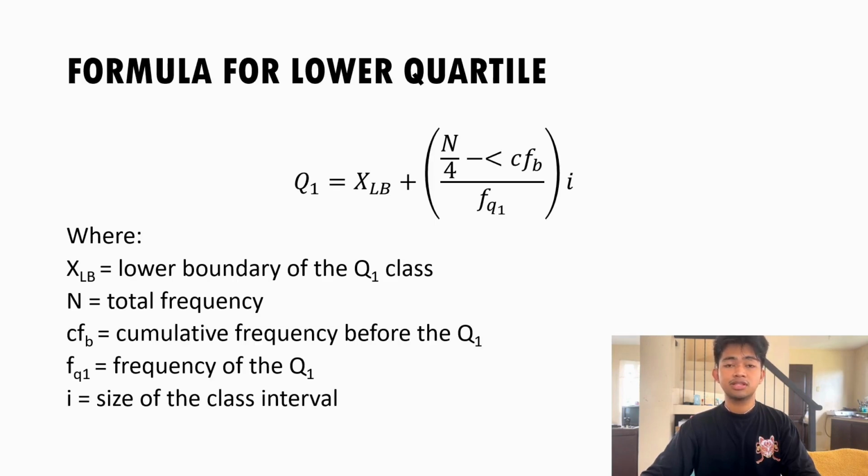Now, the formulas that will be used in getting Q1, Q2, and Q3. First is for Q1. Q1 is equal to the lower boundary plus n over 4 minus the cumulative frequency over the frequency of Q1, times the interval. As you can see, XLB is known as the lower boundary of the Q1 class, n is the total frequency, CFB is the cumulative frequency before Q1, f of Q1 is the frequency of Q1, then i is the size of the class interval.